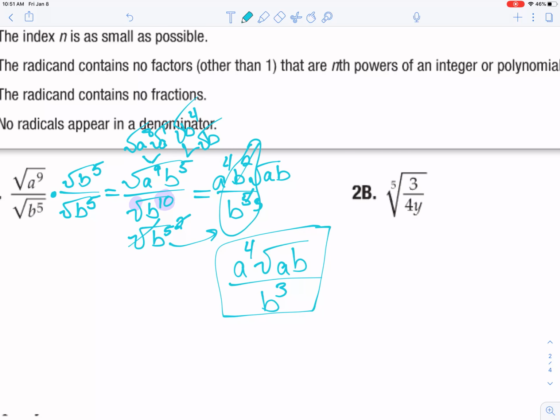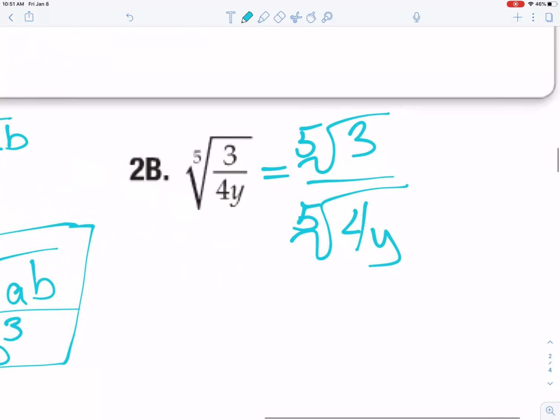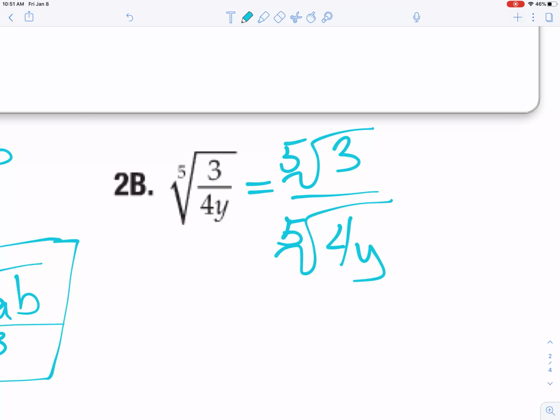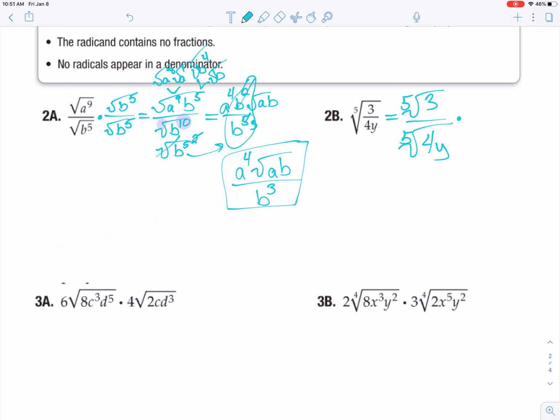When I go to do 2b, I'm going to do basically the same idea as I did over there, but when you start it, I want you to go ahead and split this into 2 separate radicals inside the fraction, like that. And now you could go ahead and simplify this one by doing some multiplication. So we will do that for that video, and we'll pick up where we left off.